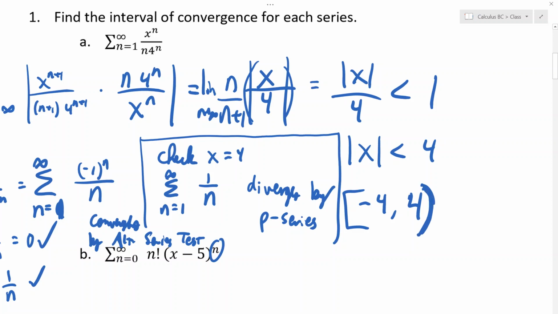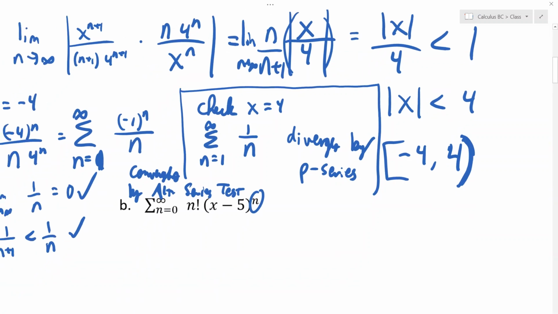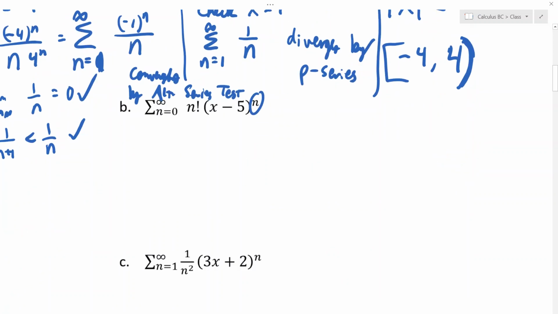That's what that question looks like, kids. The ratio test, write the interval, check the endpoints, tell me why they diverge or converge. Okay? We're going to keep going. For B, a little bit easier, less work.